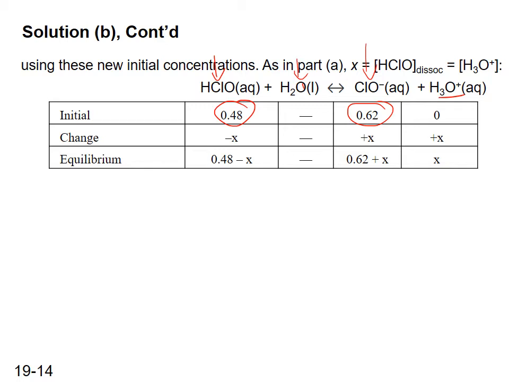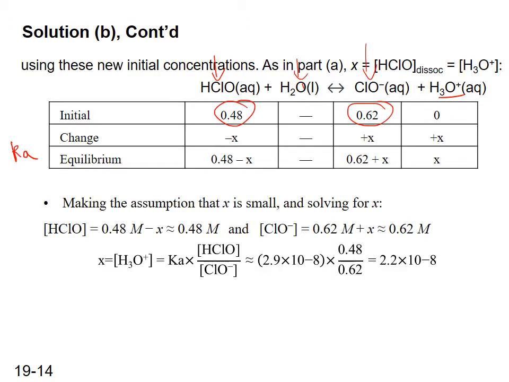So to solve for X, we use the equation Ka equals products divided by reactants, and we should get the same equation: hydrogen ion concentration equals Ka times the ratio of the acid divided by the base. Okay, so you have seen this equation several times for a weak acid, the acid-base buffer solution. The hydrogen ion concentration is determined by the ratio of the acid divided by the base.